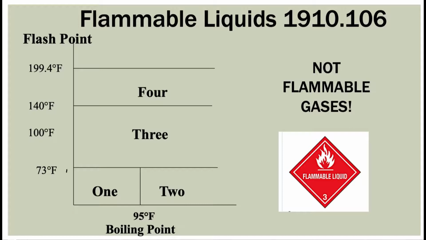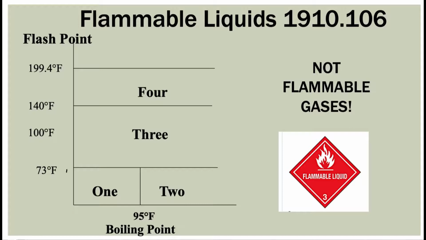Flammable liquids are divided into 4 categories by OSHA. And again, it's the combination of the flash point and the boiling point. The lower the number, the more volatile the flammable liquid. The easier it is to catch fire and potentially have an explosion.